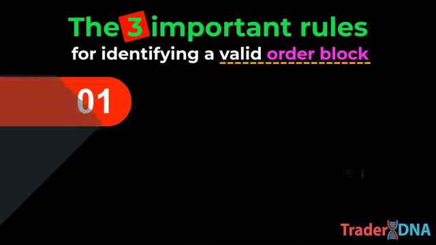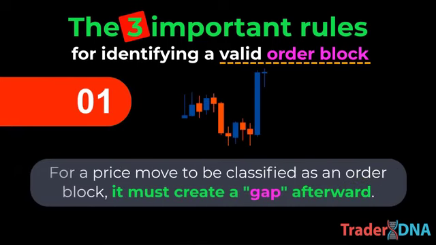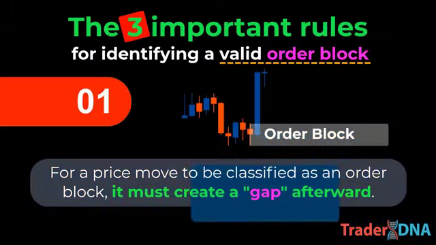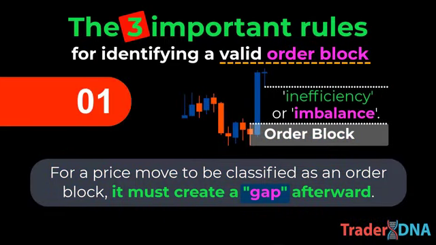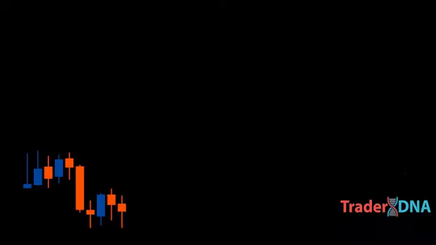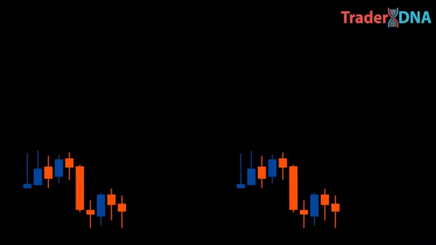Rule number 1, for a price move to be classified as an order block, it must create a gap afterward. This gap is often called inefficiency or imbalance. Whenever you hear these terms, they're simply referring to a gap. Let's look at an example to make it clearer. We have 2 similar upward price movements. However, notice the key difference.